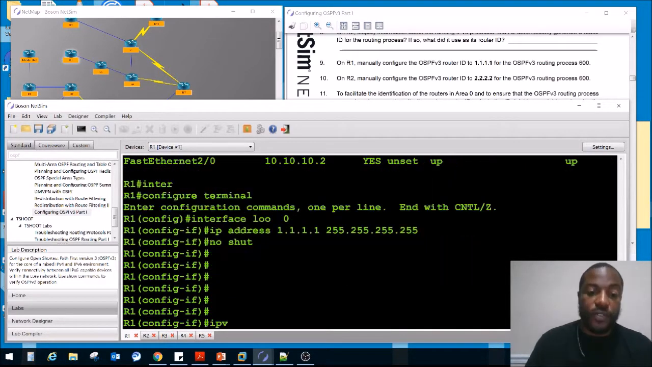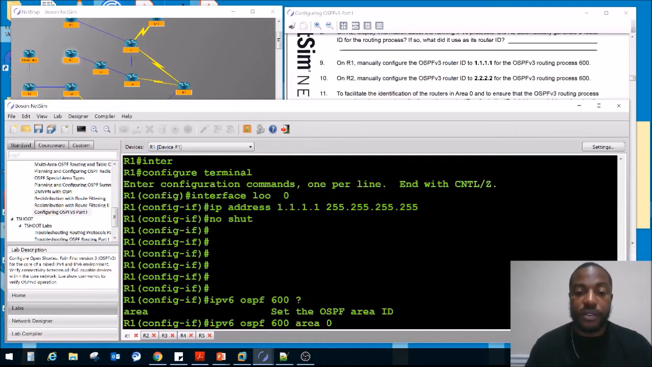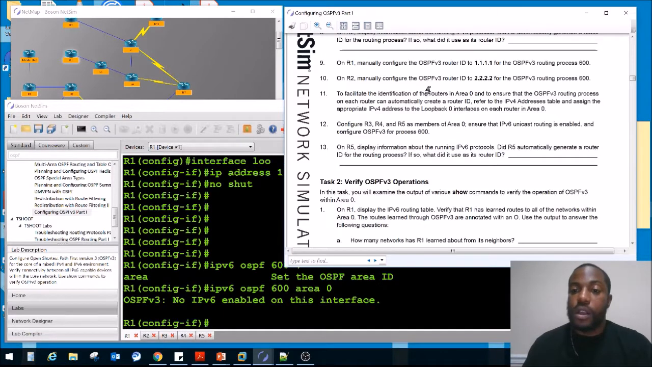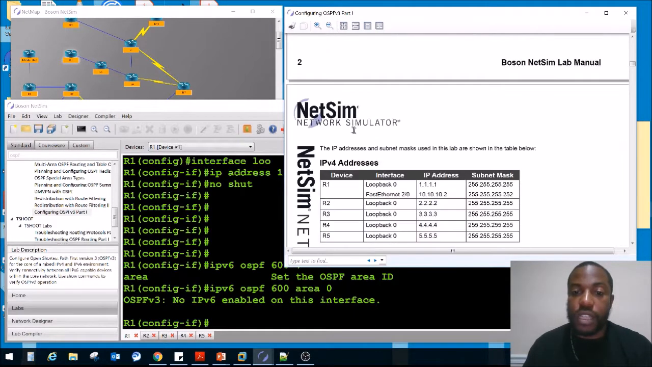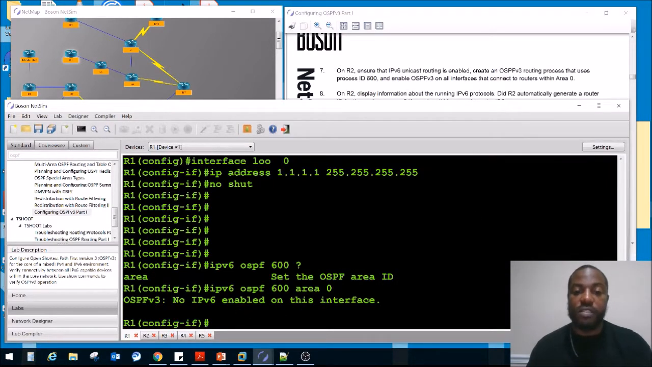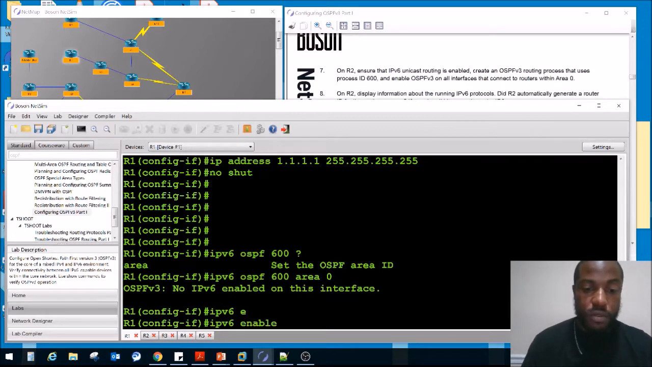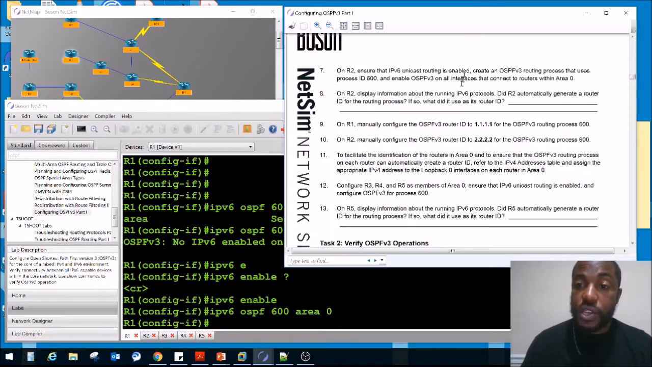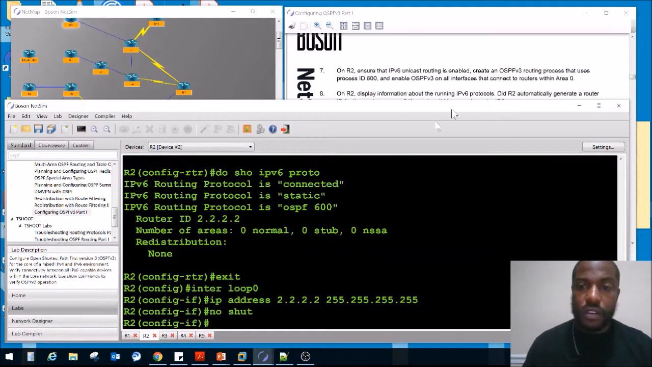All right, so IPv6 OSPF 600 area 0. That's probably what we need to do. No IPv6 enabled on this interface. So I believe we got to make sure IPv6 is enabled, right? That doesn't look like it's in our configuration table, but we're going to do that anyway because it says here no IPv6 enabled on this interface. So what if we do IPv6 enable and then run that command? That worked. So we need to make sure we put the rest in area 0.